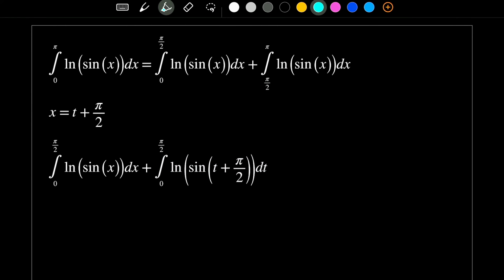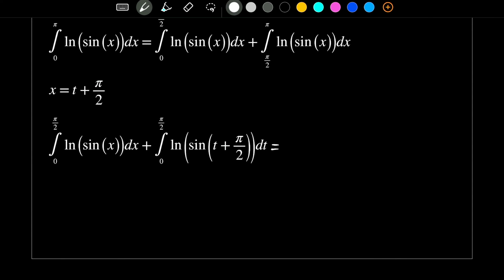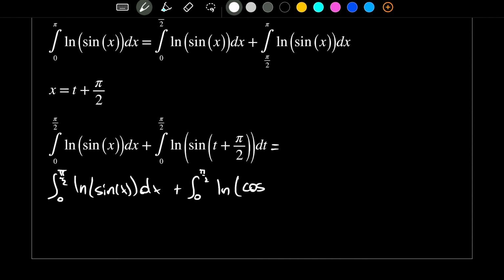Now, next up, we're going to notice that this second integral can be converted into another one, which is actually really useful for our calculation. So, again, we're going to rewrite our first integral, 0 to pi over 2 of the natural log of sine of x dx plus a second integral from 0 to pi over 2 as well, of the natural log of cosine, and this is the trigonometric identity we're going to use here. It's a pretty well-known one. If you don't understand this intuitively, look it up quickly. It's not too hard to get. So we're going to get cosine of t dt.